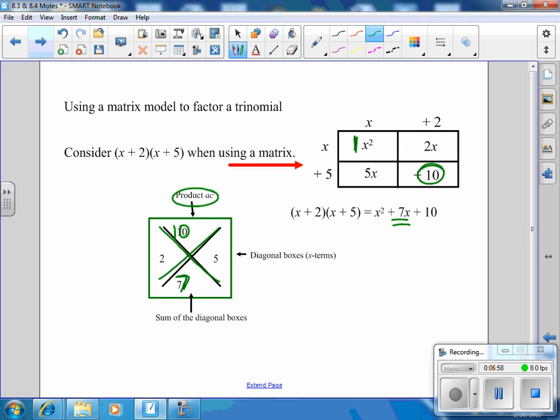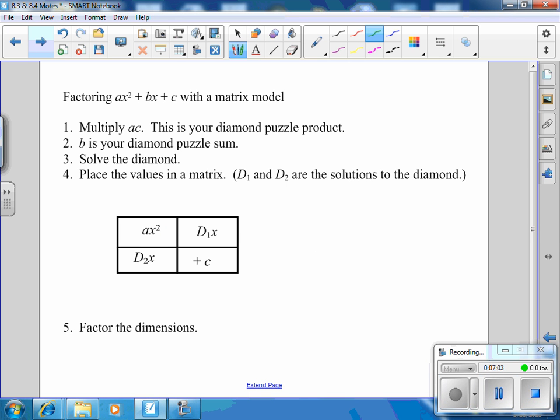So this is confusing once we start doing some problems. Hopefully this will make a little more sense. But here are the rules that we're going to follow. So this is the form that we're factoring: ax squared plus bx plus c. The a always hangs out with x squared, the b has an x on it, and the c is just a plain old number. So the first thing you're going to do is multiply a times c. That is going to give us the diamond puzzle product. So your product goes down here, a times c is going to go here.